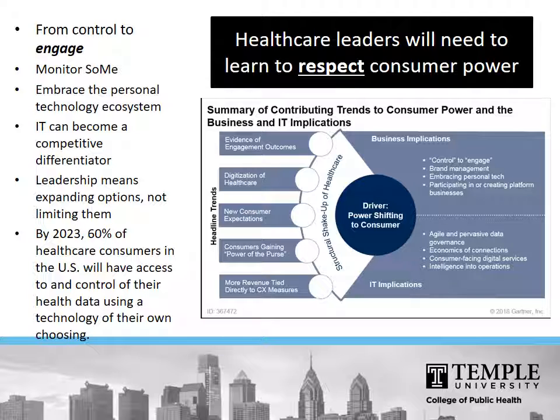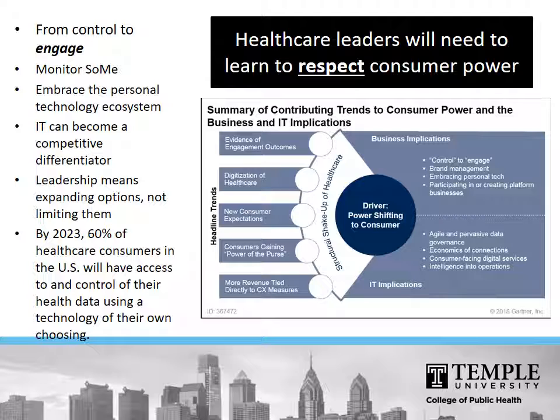The IT implications: IT needs to be agile and pervasive with data governance, needs to look at economics of connections, and needs to be consumer-facing with their digital services and have intelligence into operations. Also, health systems need to monitor social media. Embrace the personal technology ecosystem. IT can soon become a competitive differentiator.